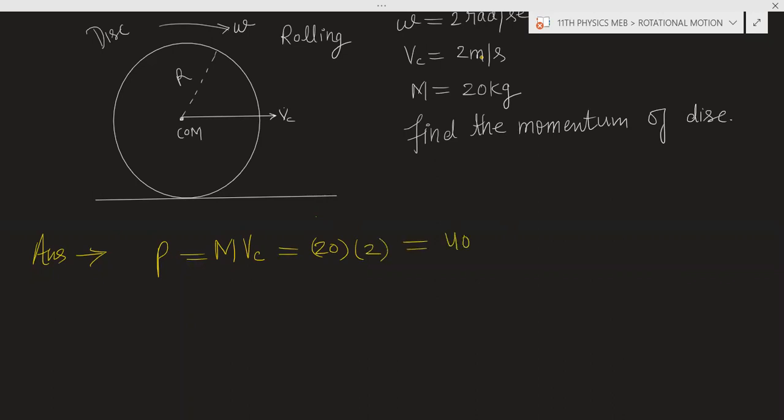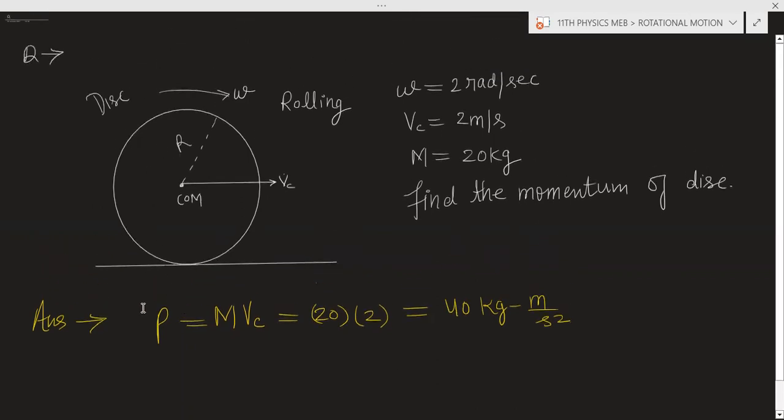kg meter per second square. So this will be the momentum. Okay, you should know this formula, mass into velocity of center of mass. So in rolling motion, the momentum is this.